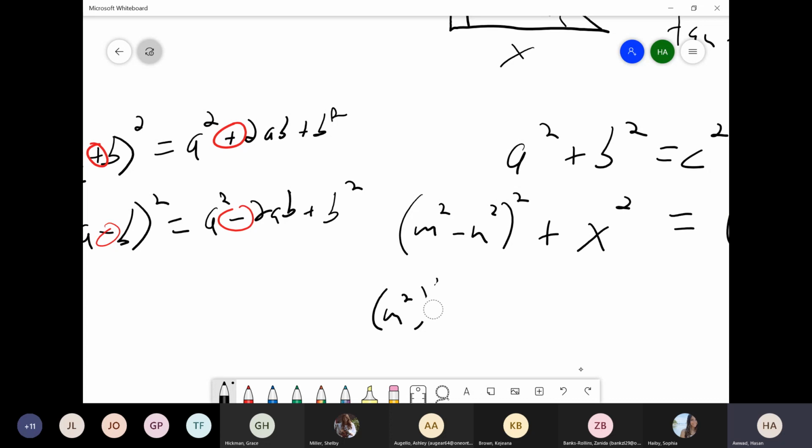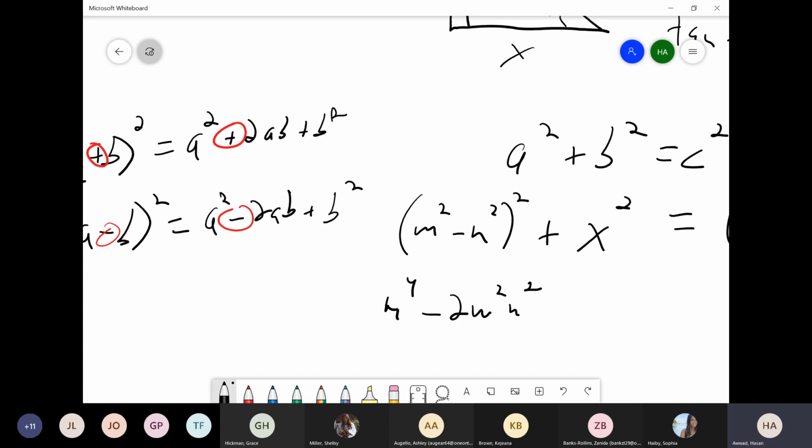So m squared squared is really just the same thing as m to the fourth. Okay, great. So first part of that is done. Now we have the piece where it's minus 2 times a times b, right? So we put a minus, the 2 is always going to be there. So minus 2 times a times b. Well, we already established m squared is my a and n squared is my b, right? So it's just minus 2 times m squared times n squared.